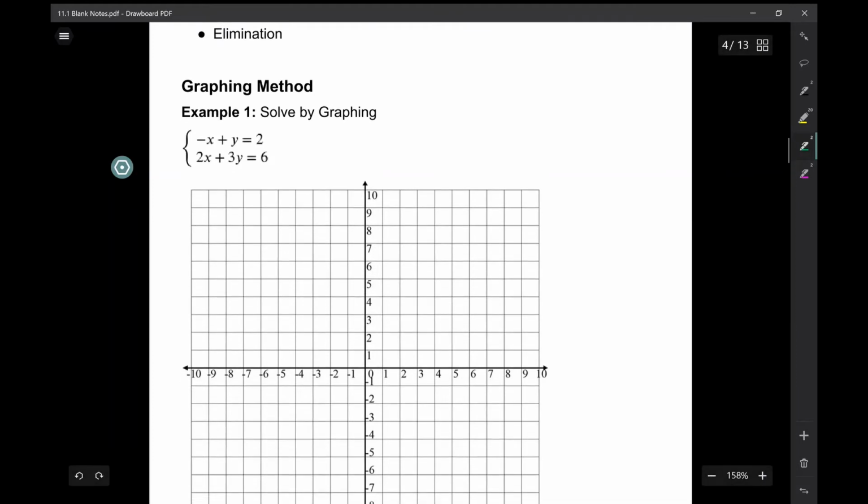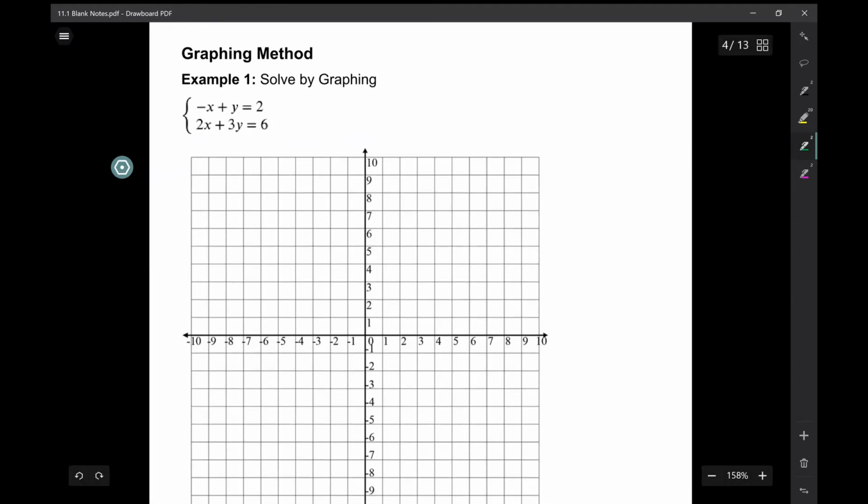Here's our system of equations, minus x plus y equals 2, 2x plus 3y equals 6. And we're going to solve this by graphing. And I'm actually going to go ahead and graph these by hand. I'm going to use a method that I just call the intercept method. And so what I do for that is for each of the 2 linear equations, I plug in x equal to 0 and I figure out what y is. I plug in y equal to 0 and I figure out what x is, and then I just draw a line between those 2 points. Let me show you an example.